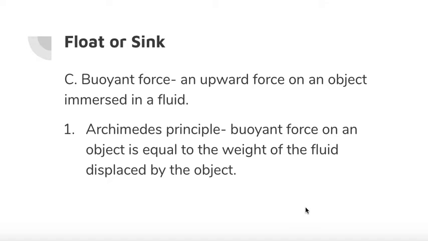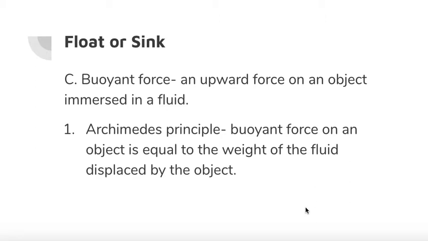As a result, the pressure pushing up on the bottom of the object is greater than the pressure pushing down on it because the bottom of the object is deeper than the top. The difference in pressure results in an upward force on an object immersed in a fluid, as shown in figure 22. This force is known as the buoyant force. If the buoyant force is equal to the weight of an object, the object will float. If the buoyant force is less than the weight of the object, it will sink.